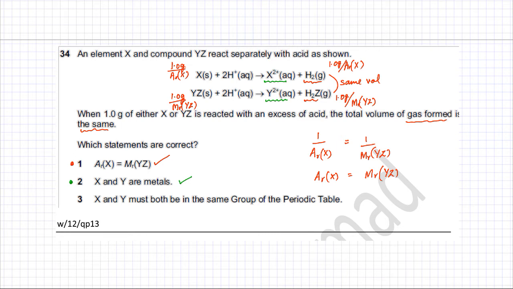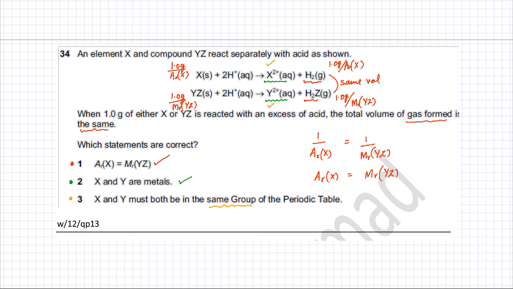And similarly, we move on to the third statement, which is that X and Y must both be in the same group. If they're in the same group, they would have the same charge. For example, if they're in group 1, metals always have +1 charge. If they're in group 2, metals always have +2 charge. Now, if you look at the two elements, X and Y, you would notice that they both have 2+ charge. So it's very likely that they're probably in group 2, because group 2 has +2 charge. But transition metals also have variable charges, and they could have +2 charge as well.